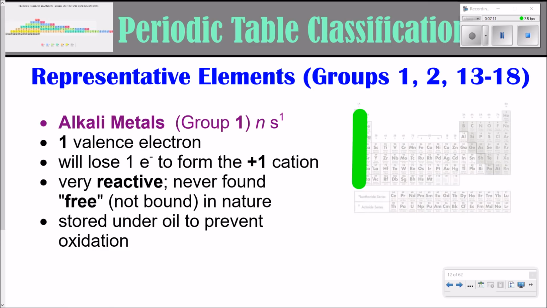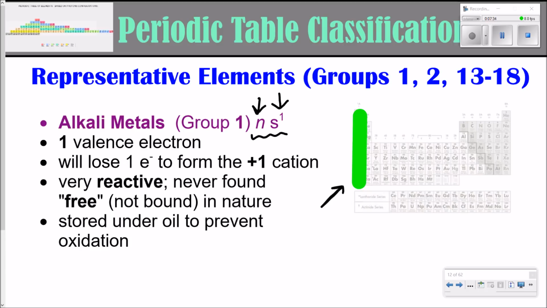So now we're going to talk about the representative elements, groups 1 and 2, and then 13 through 18, and we're going to do it by group. We're going to start with the alkali metals. They're right here on the left-hand side, in group 1, and their generic electron configuration is their energy level and then S1. They have one valence electron, so they'll lose that one valence electron to form a +1 cation.